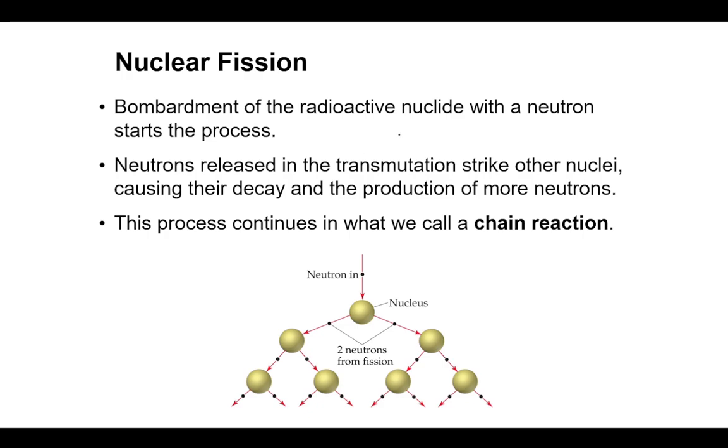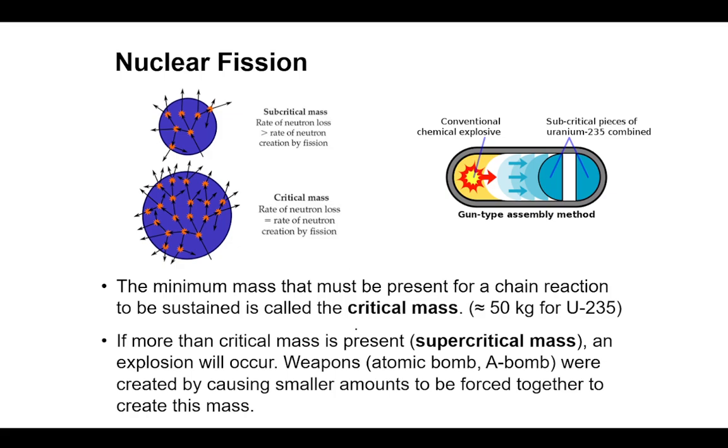A bombardment of this uranium-235 with a neutron starts the process, and then those other neutrons released in that transmutation, where we're changing one type of atom into other atoms, well, those can strike other uranium-235s and cause them to decay, and so on and so forth. So you need enough uranium-235 close by to sustain this chain reaction, and in fact, that has the name critical mass.